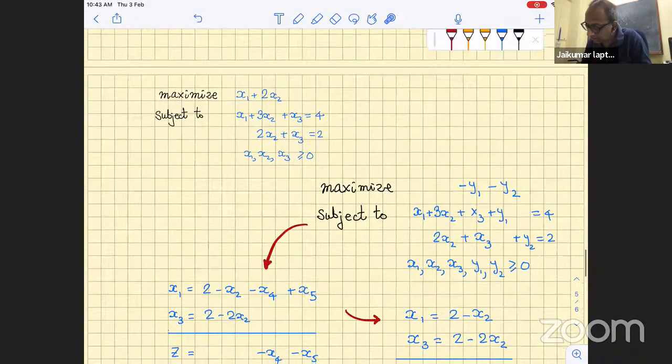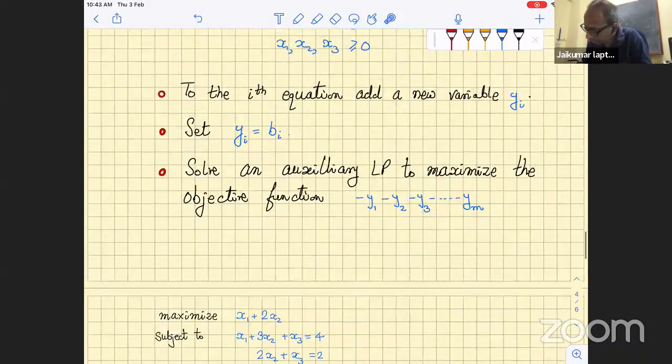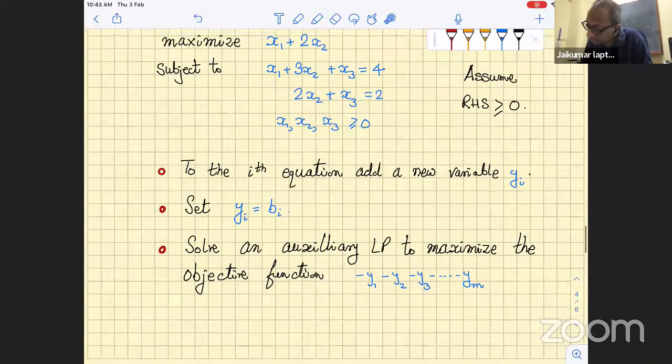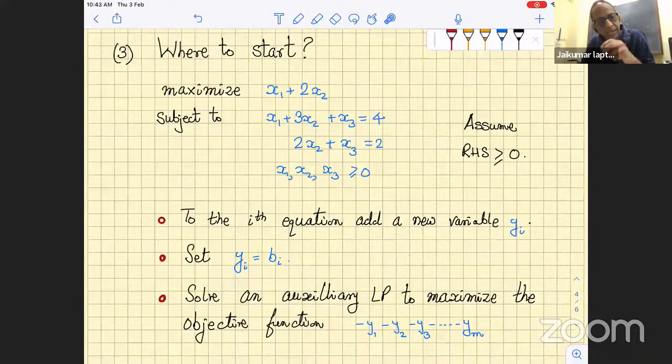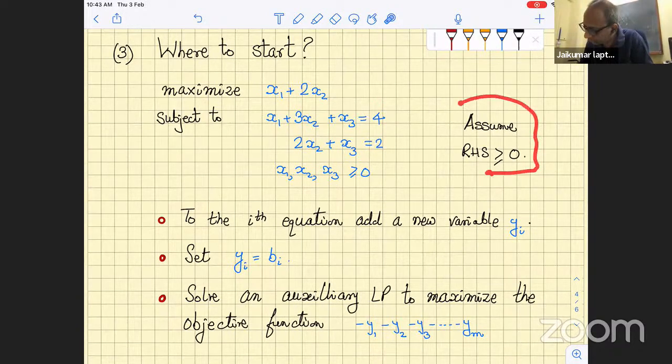Let me just say what we are going to do, and then I will do the example. To each of these equations, I will add a fake slack variable, y1 and y2, and we will set those values to the right-hand side. We can assume that the right-hand side is greater than or equal to 0. Otherwise, these are all equalities, so we will just multiply them by -1 so that the right-hand side is always non-negative. Then we create a fake slack variable for each equation.